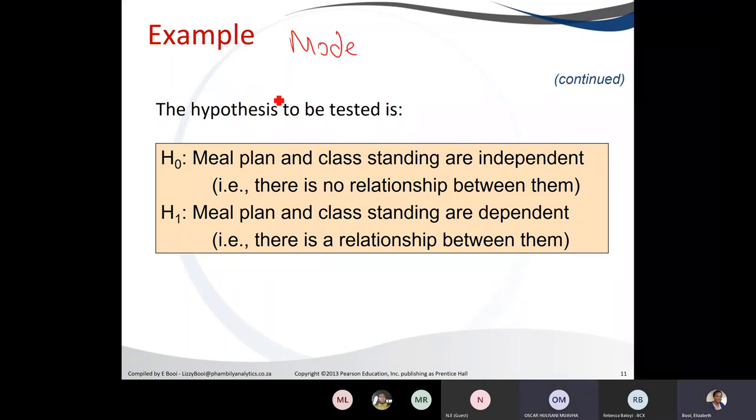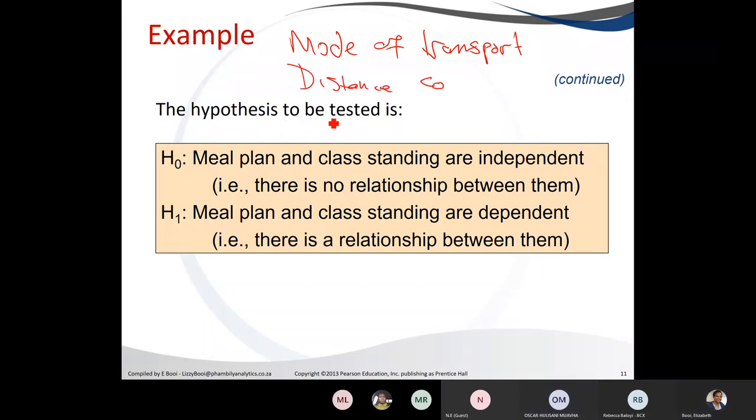We have mode of transport. And we have distance covered. I will state the null hypothesis. They are dependent. Your null hypothesis will say? They are dependent. In your null hypothesis, it should always say? Yeah, the class standing are dependent. So you will say mode of transport and distance covered are independent. That will be your null hypothesis.